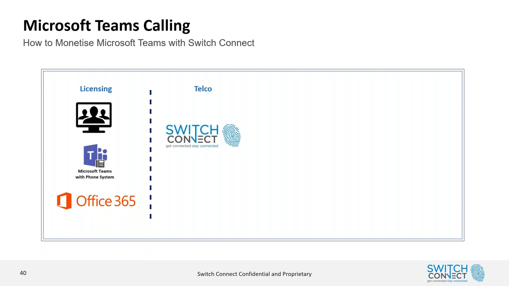The next part comes to, obviously, you bolt in the Switch Connect Teams calling. There's a monthly recurring revenue stream built from that. As well as with Ingram Micro now, you can buy your full NBN and data services via Switch Connect and generate recurring revenue from that.